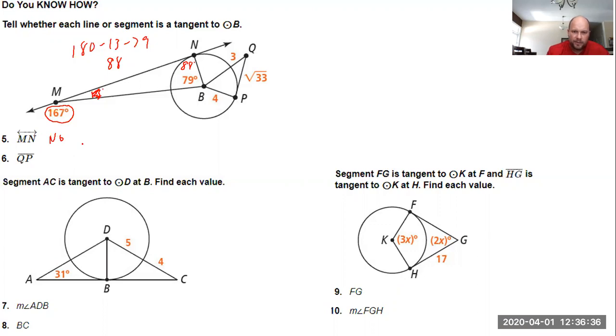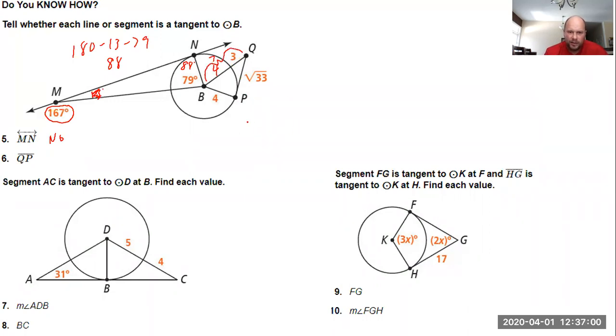So then QP. Well, QP, they didn't give us angle measures. They gave us side lengths. Now, careful with this one because that 3 is only for this outside piece. So this piece is also 4. So the entire thing is 7.